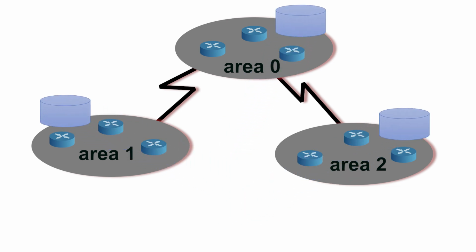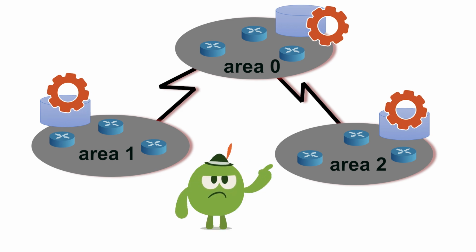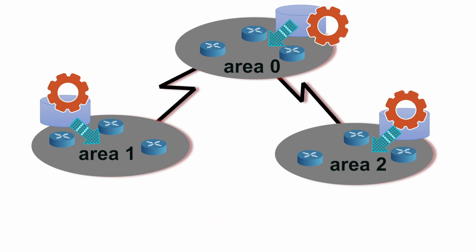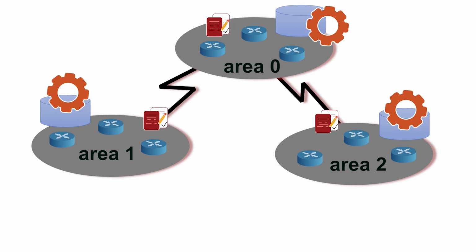With areas, it places each link into one area. Each router runs its routing algorithm only on its area topology. It does not need to learn the routes outside the area. It only needs to know the routes within the area. However, it needs to learn a summary of all routes available outside the area.